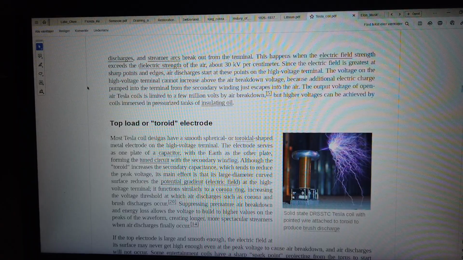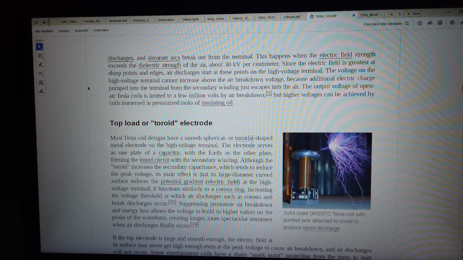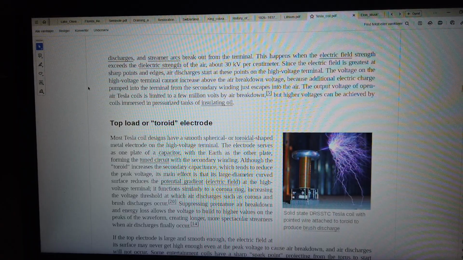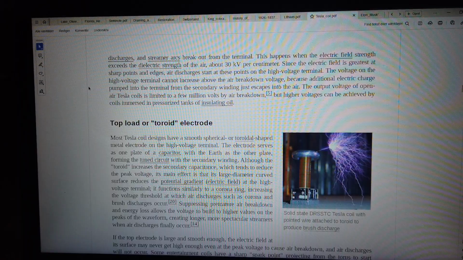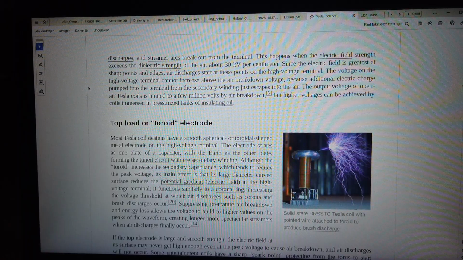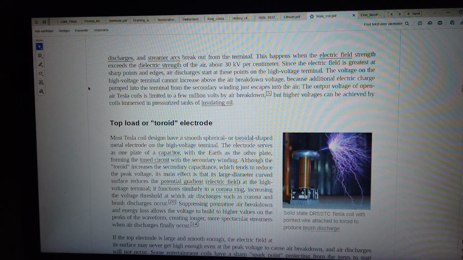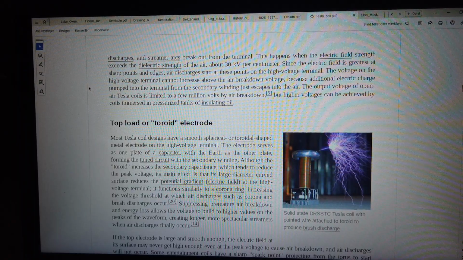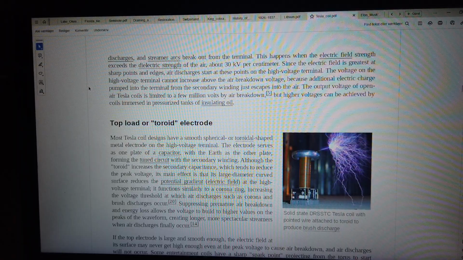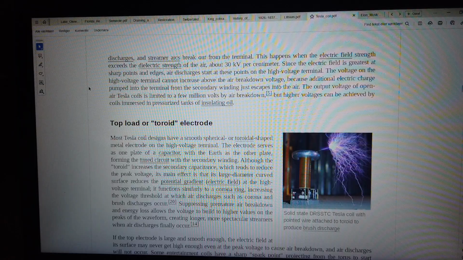The output voltage of open-air Tesla coils is limited to a few million volts by air breakdown, but higher voltages can be achieved by coils immersed in pressurized tanks of insulating oil. Top-load or toroid electrode. Solid-state DRSSTC Tesla coil with pointed wire attached to toroid to produce brush discharge.